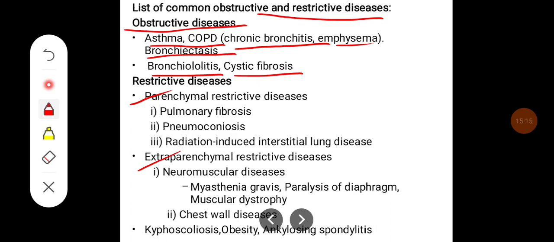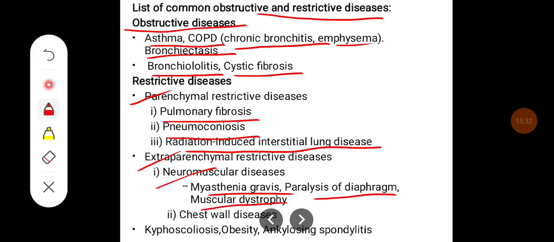In parenchymal restrictive disease are the pulmonary fibrosis, pneumoconiosis, radiation-induced interstitial lung diseases, and in extraparenchymal, neuromuscular disease like myasthenia gravis, paralysis of the diaphragm, muscular dystrophy, and chest wall diseases like kyphoscoliosis, obesity, and ankylosing spondylitis.